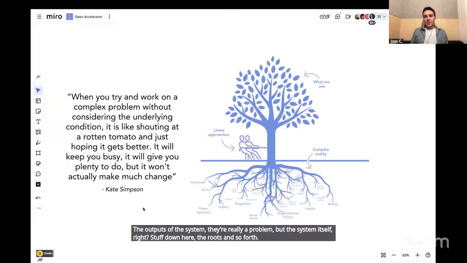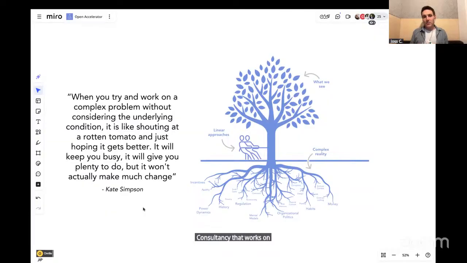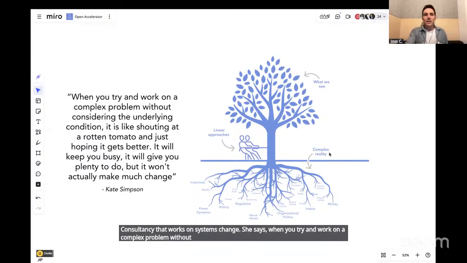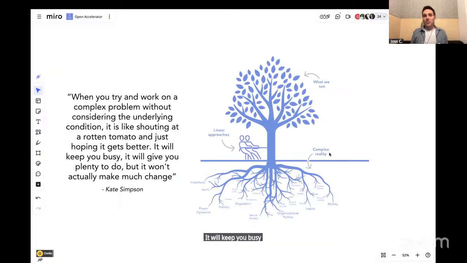So Kate Simpson, who's part of Wasafari, a consultancy that works on systems change, says when you try and work on a complex problem without considering the underlying condition, it's like shouting at a rotten tomato and just hoping it gets better. It will keep you busy, it will give you plenty to do, but it won't actually make much change.